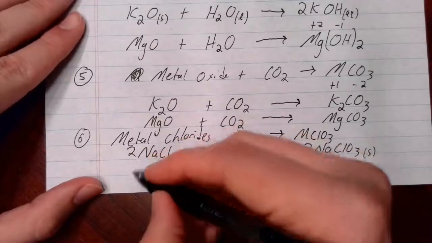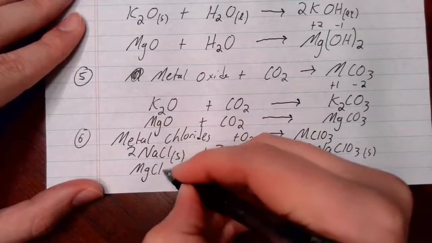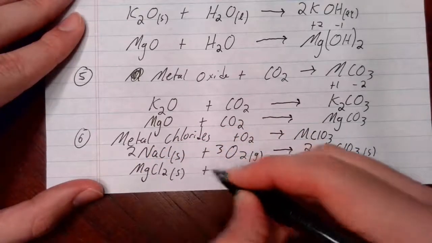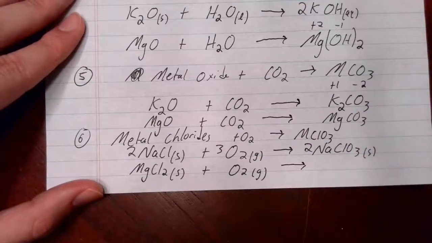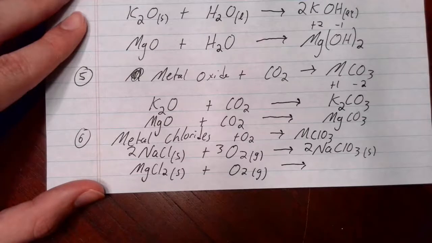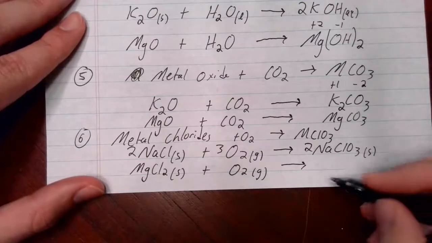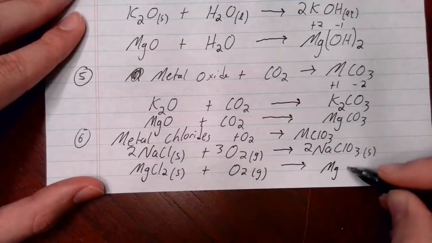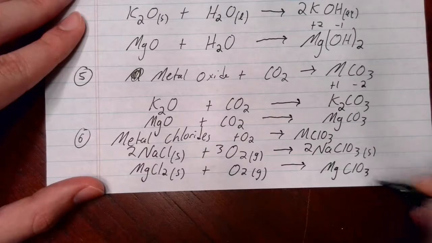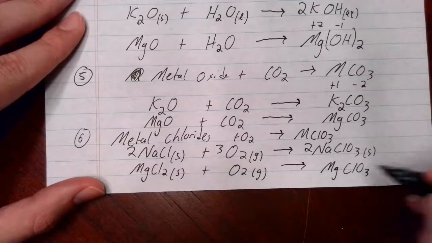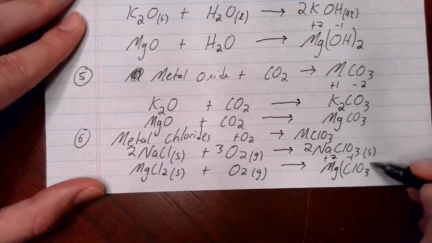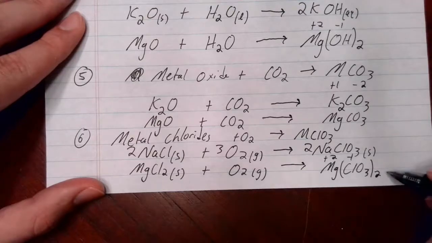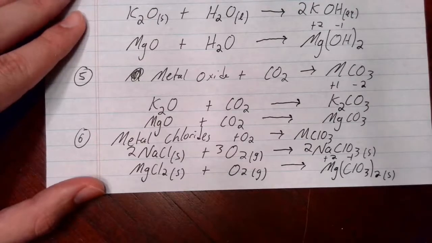Let's go ahead and try one more. Let's try MgCl2 solid plus O2 gas. And that would tell you to predict the products here. Hopefully you recognize it's a metal chloride plus oxygen gas. So I'm going to get a metal, Mg is my metal, chlorate, ClO3. I go back and I double check my charges, plus 2, minus 1. Do they cancel? No, they don't. So I have to cross them. Mg(ClO3)2, and that would be a solid there.